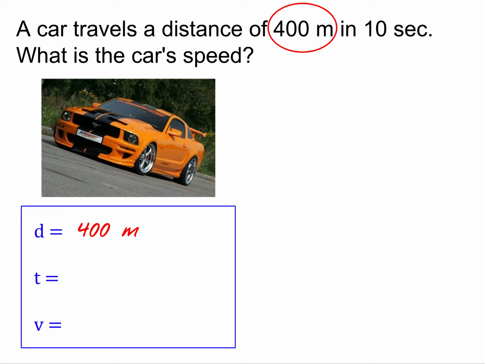So we'll label that as D. And then we've got 10 seconds. That's going to be our time. Again, the units help me really identify those variables. And I can see that I know distance, and I know time.